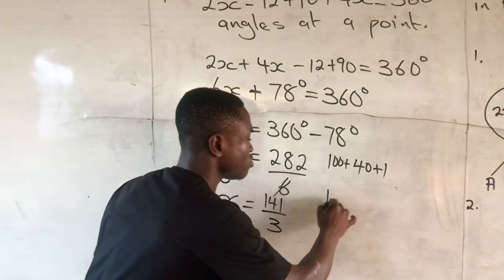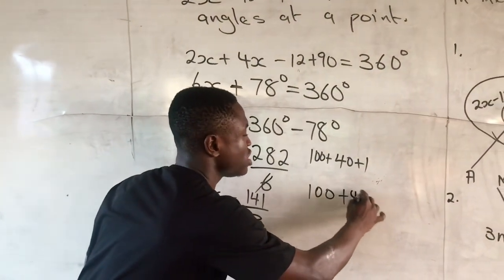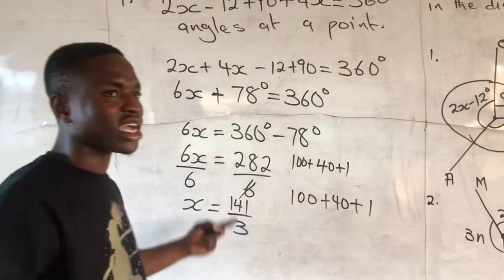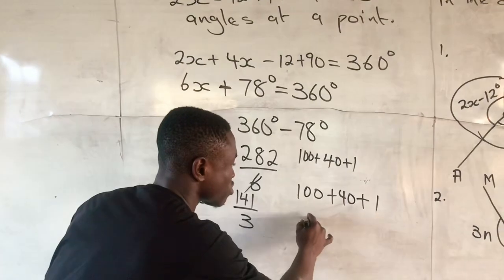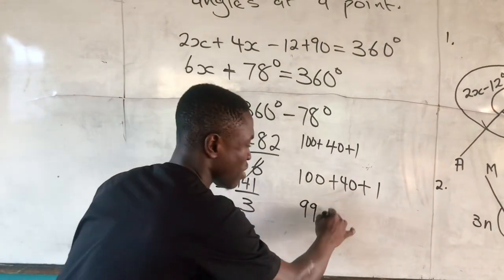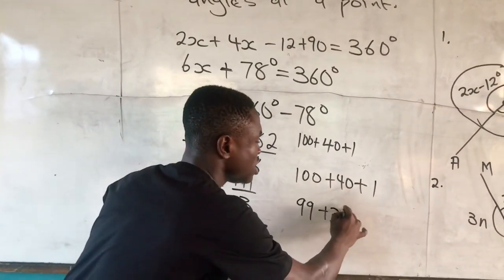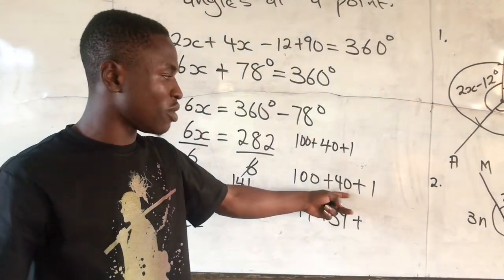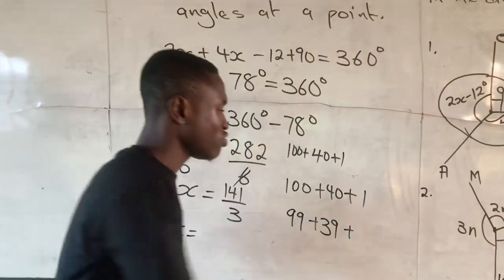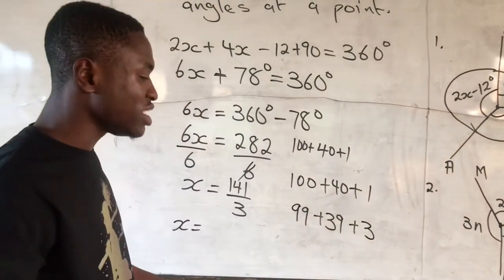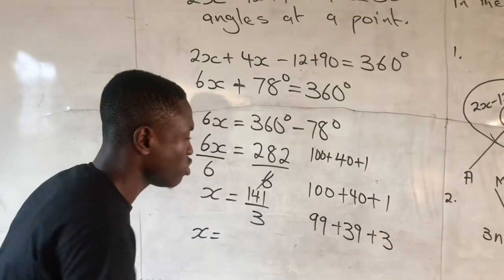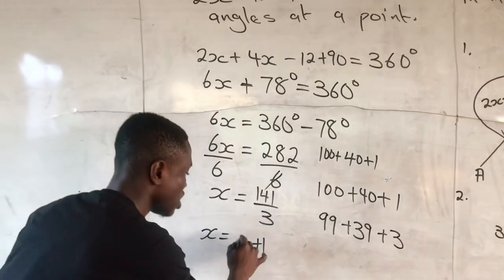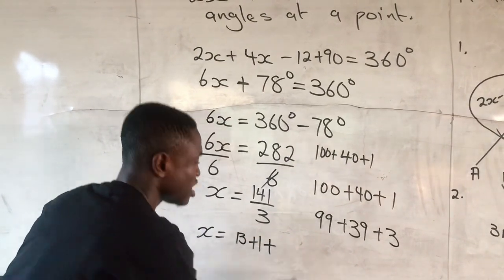Now we have 100 plus 40 plus 1. So we are going to write these numbers such that 3 can divide them. Now we can see that 100, we can write it as 99. Then plus 42 can be 39. Then plus. Now we have subtracted 1 from here, we have subtracted 1 from here, so we are going to add all those ones to this one to have 3. So now we can clearly see that 3 can divide 3. We are going to have 1 plus. Then 3 divides 39, we have 13.